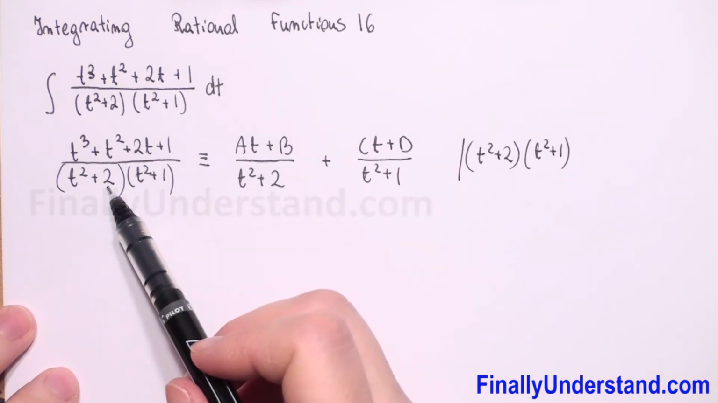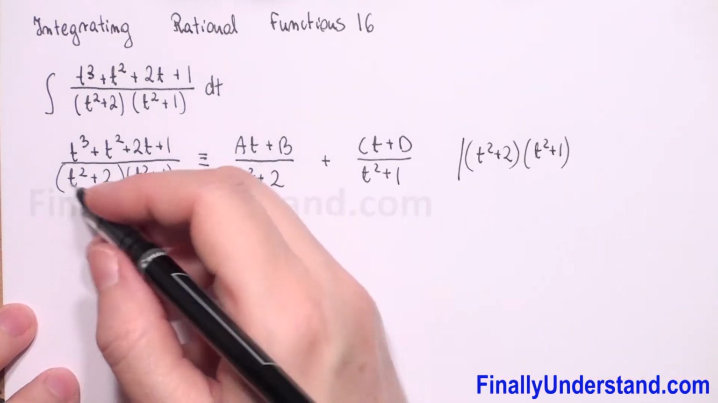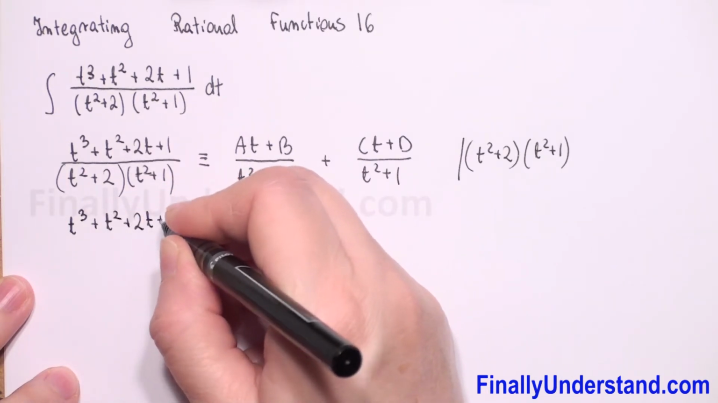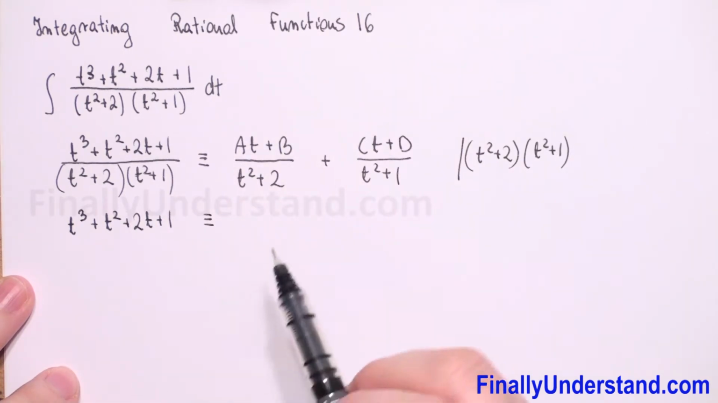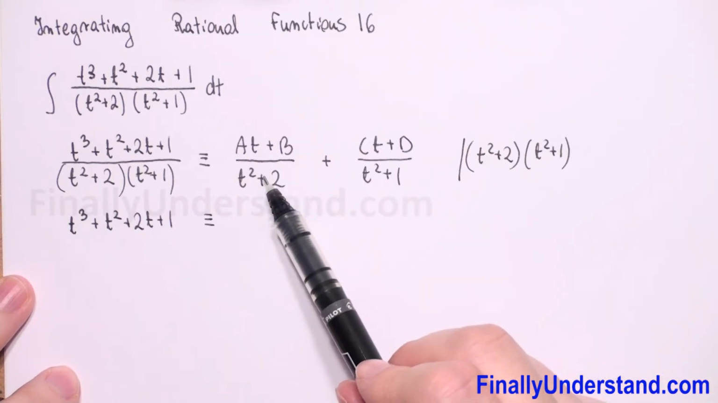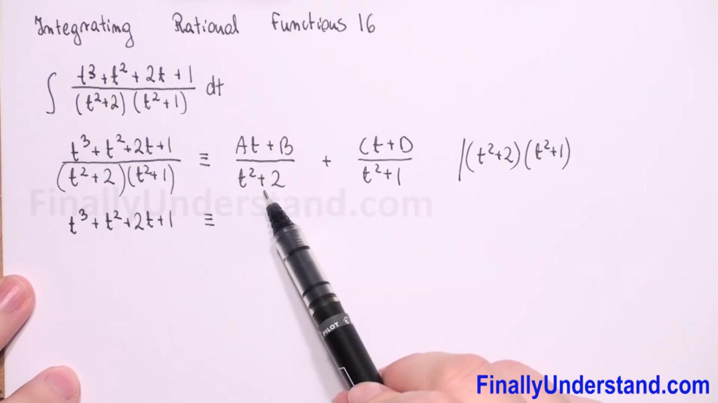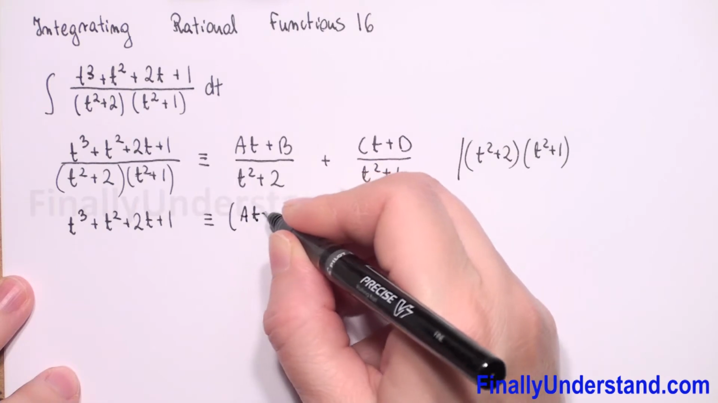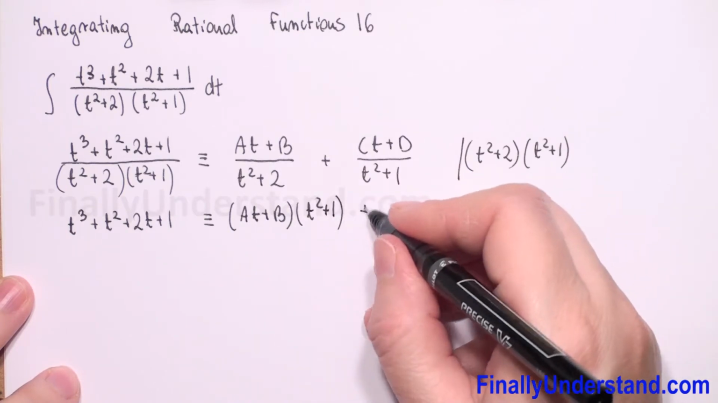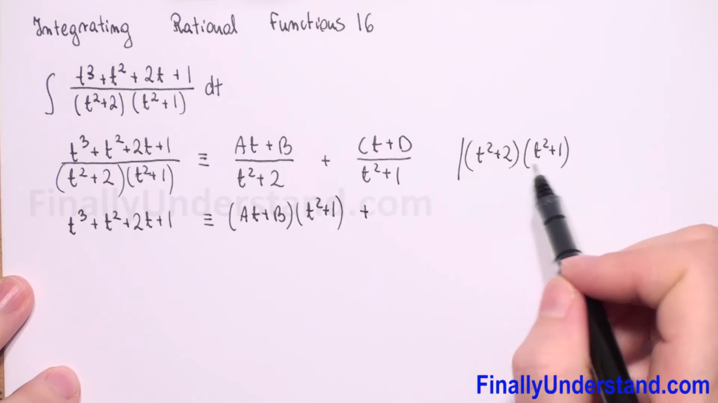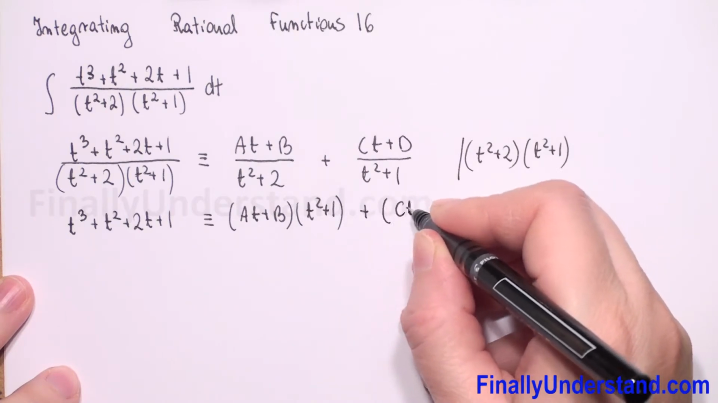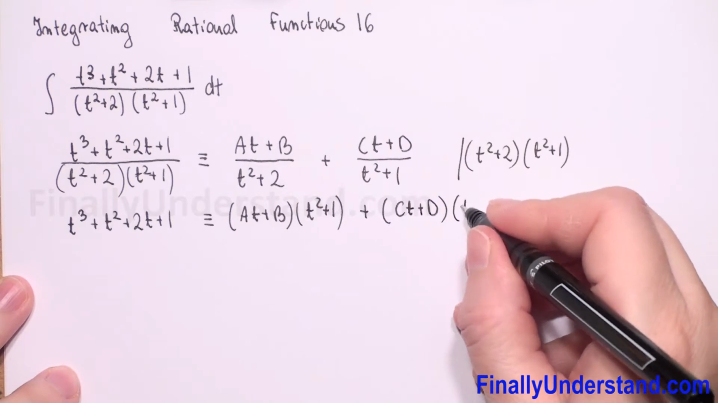So when we multiply left side by this whole expression, denominator will reduce, so we have only numerator t cube plus t square plus 2t plus 1 is identically equal to, and now we have to multiply over right side every fraction by this expression. So when we multiply first expression by this, t square plus 2 will reduce and we will have only at plus b times t square plus 1. Plus, and the second expression when we multiply by this whole expression, denominator will reduce and we will have ct plus d times t square plus 2.